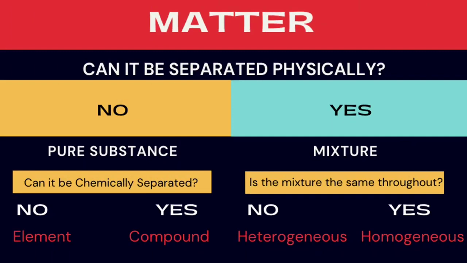Here's a simple flow chart that will help you classify something as either a pure substance or a mixture. Let's begin at the top. Can it be separated physically? No. Then it's a pure substance. A pure substance asks, can it be separated by a chemical process? No, it's an element. Yes, it's a compound.